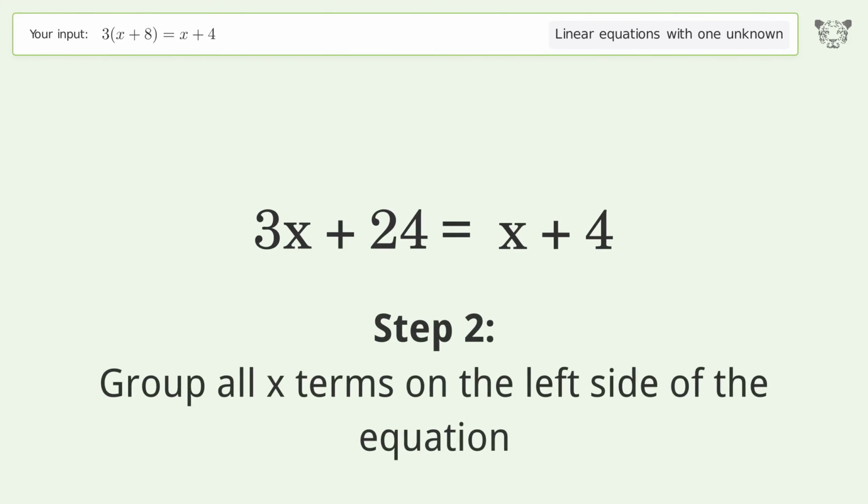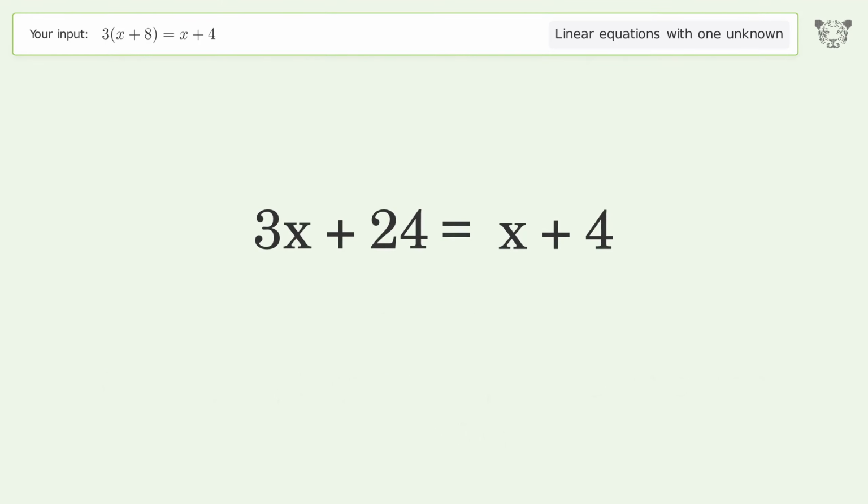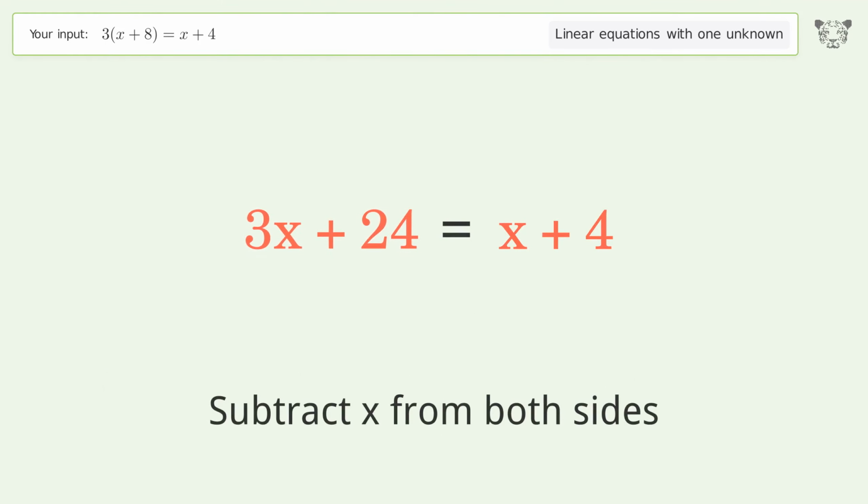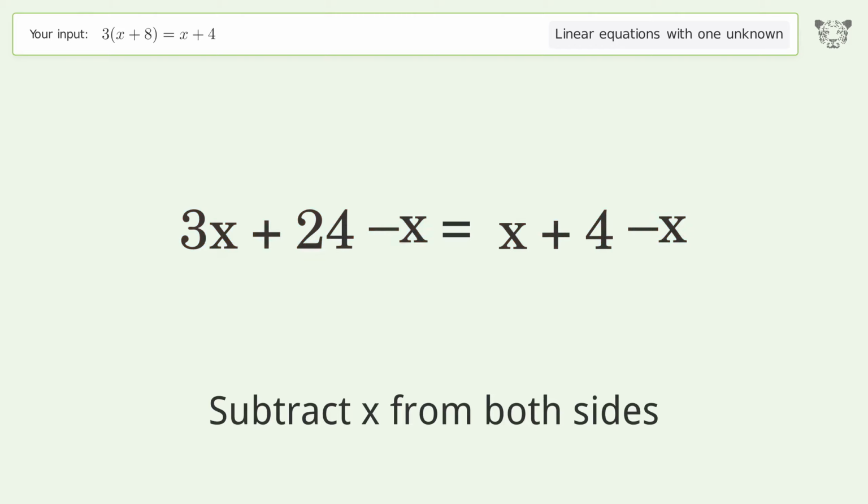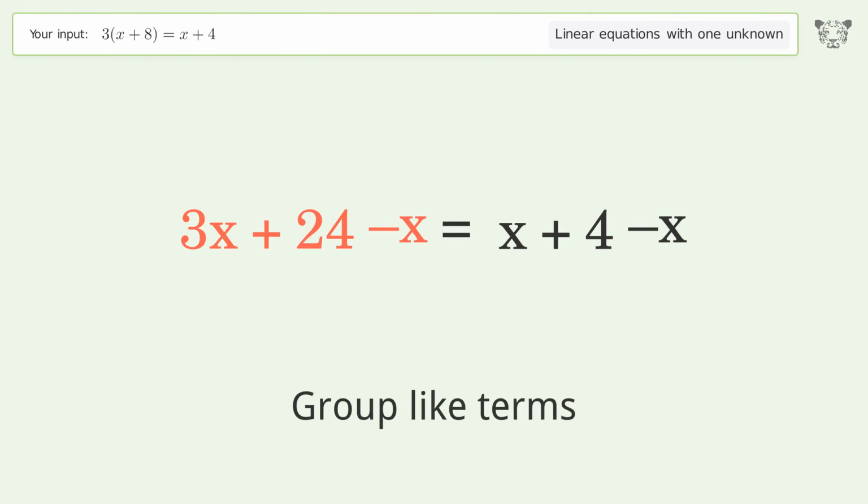Group all x terms on the left side of the equation. Subtract x from both sides. Group like terms.